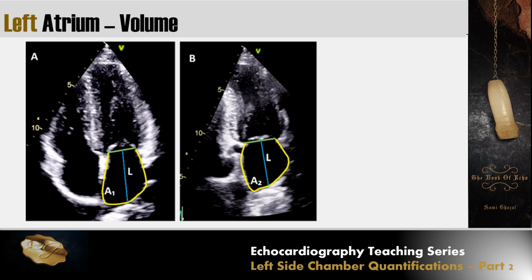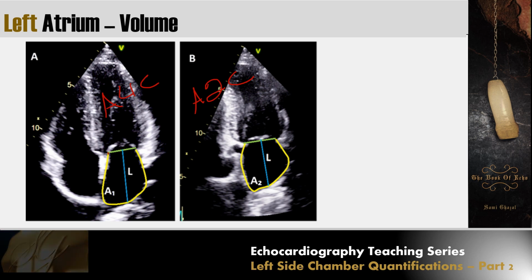Whether we are utilizing the method of disc or area length method, we have to trace the left atrium in apical 4 chamber as well as in apical 2 chamber. So it's a biplane measurement. And the way to do it is you start from the annulus, from the insertion point of the mitral valve, and just trace the left atrium all the way.